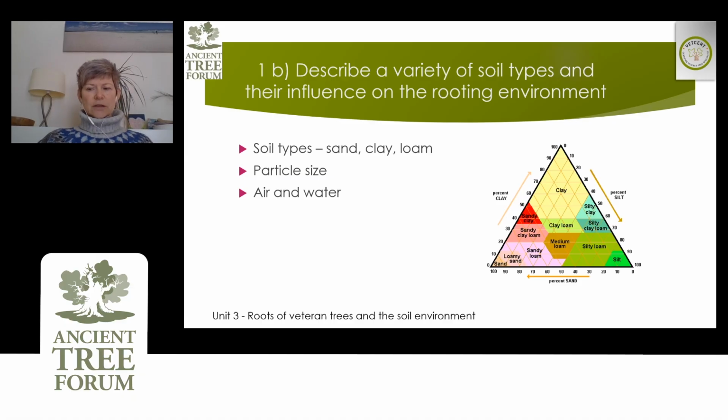So the second part of this section is that you should be able to describe a variety of soil types and their influence on the rooting environment. This is the soil triangle here, showing that we have silt, clay and sand, and it shows you the percentage of different elements in that triangle regarding particle size, the proportion of air and water, and how that might potentially impact on the rooting environment of a tree. And that's something you would be expected to be able to describe at a relatively basic level.